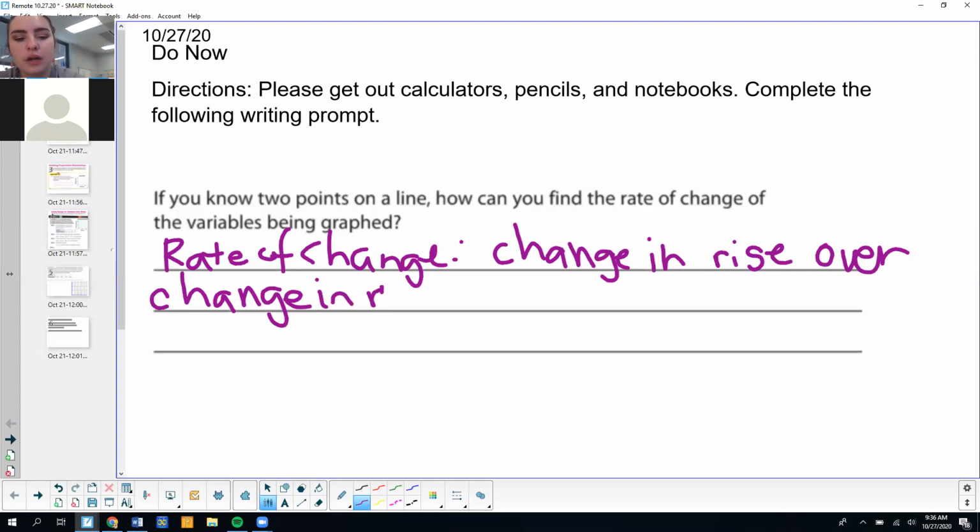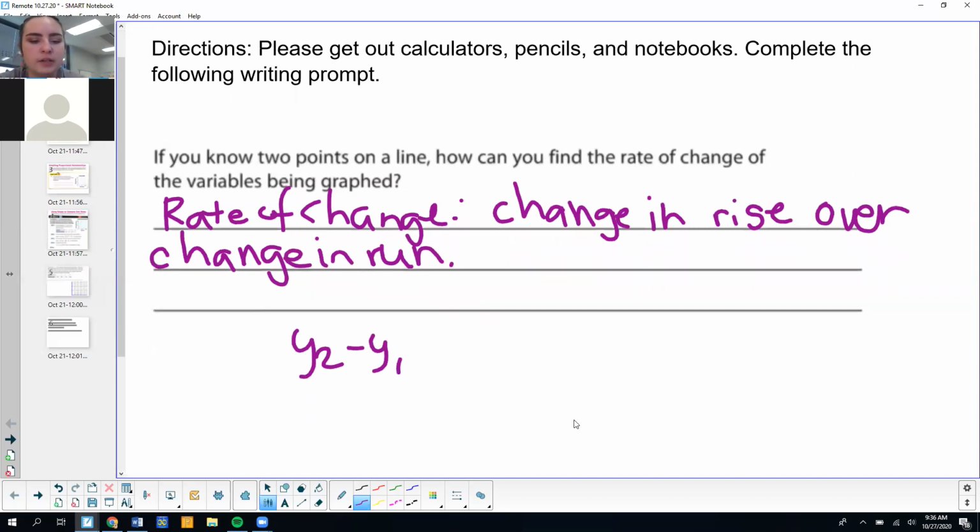So what this means is our rise is going to be our y-axis, so up and down. The change in y is going to be y2 minus y1. And remember, those represent points. So y2 is its own point. It's y2 minus y1 over x2 minus x1. If you don't already have that formula written down, I would definitely write it down, because that's going to be our rate of change and slope formula.